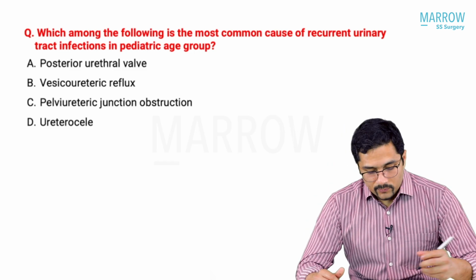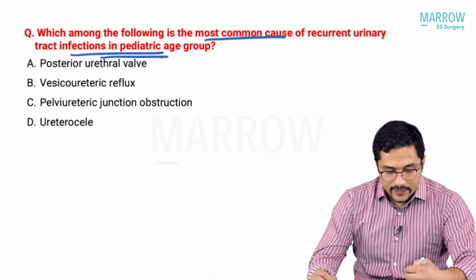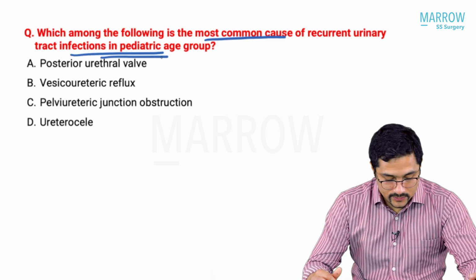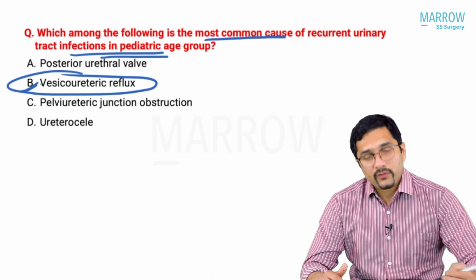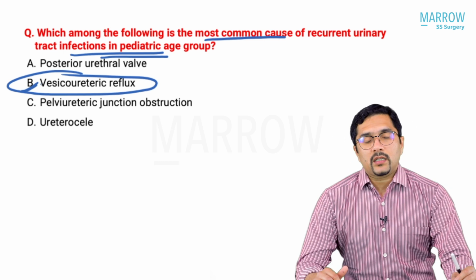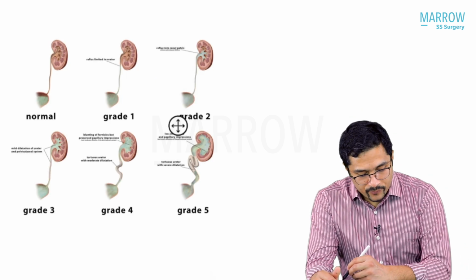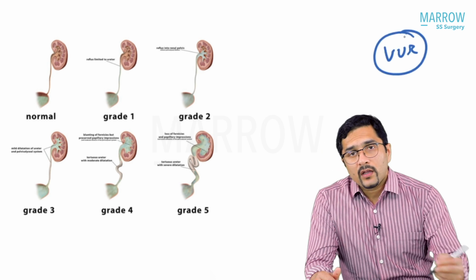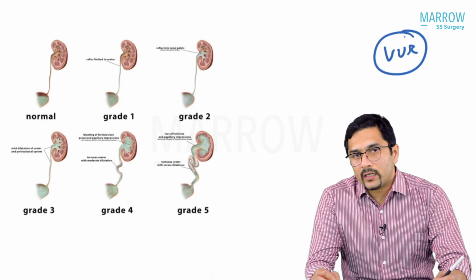Which of the following is the most common cause of recurrent urinary tract infections in pediatric age group? So, recurrent urinary tract infections in pediatric age group will be because of vesico-ureteric reflux. Vesico-ureteric reflux is very common in children, and that can give rise to recurrent infections. There are 5 grades of vesico-ureteric reflux which you can see. Majority of the patients are treated just with prophylactic antibiotics.